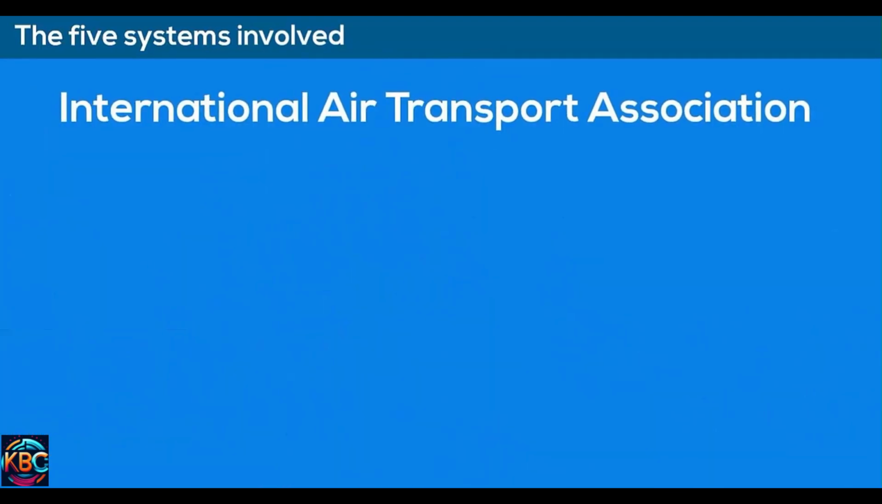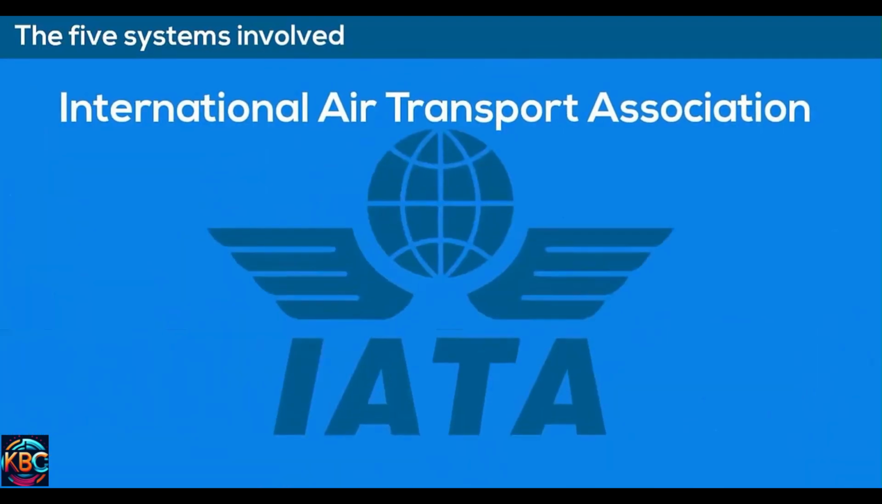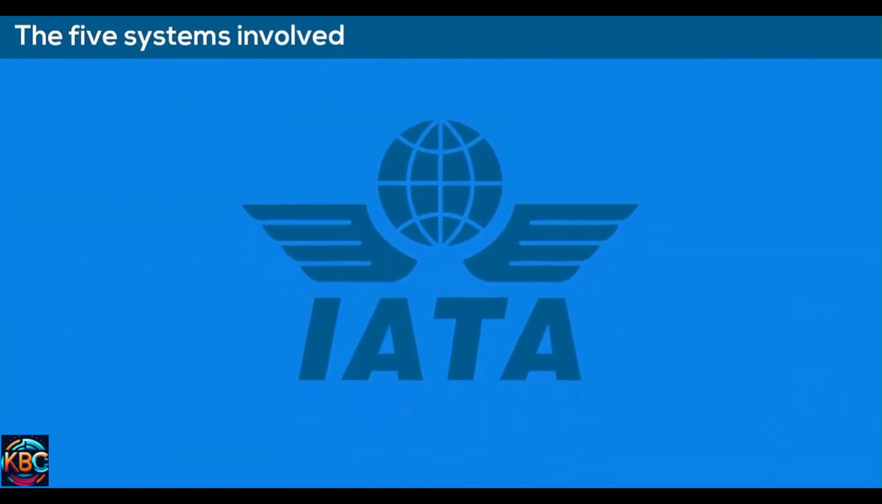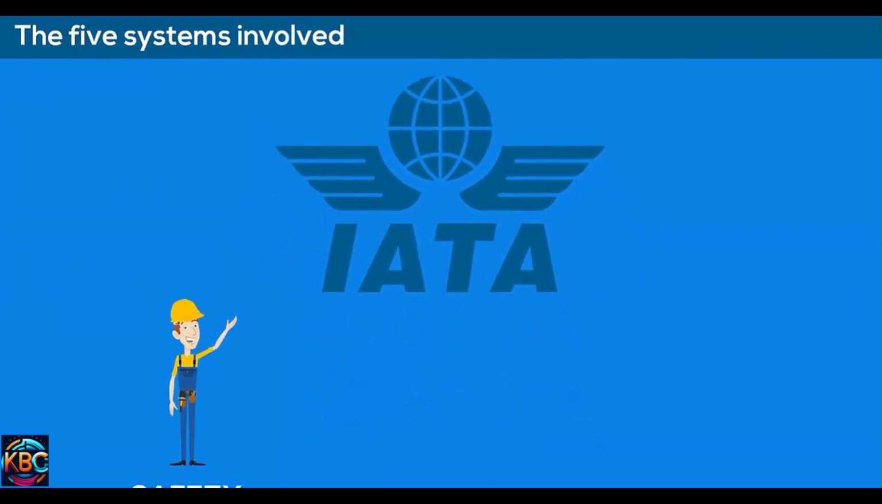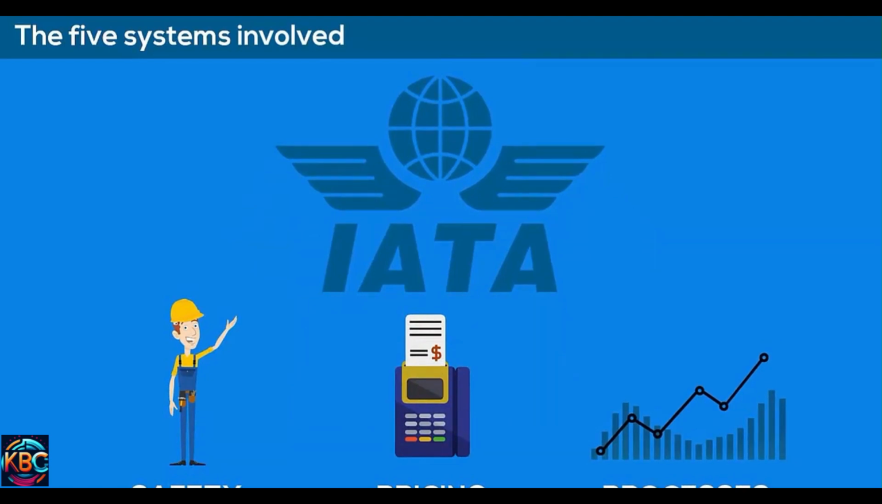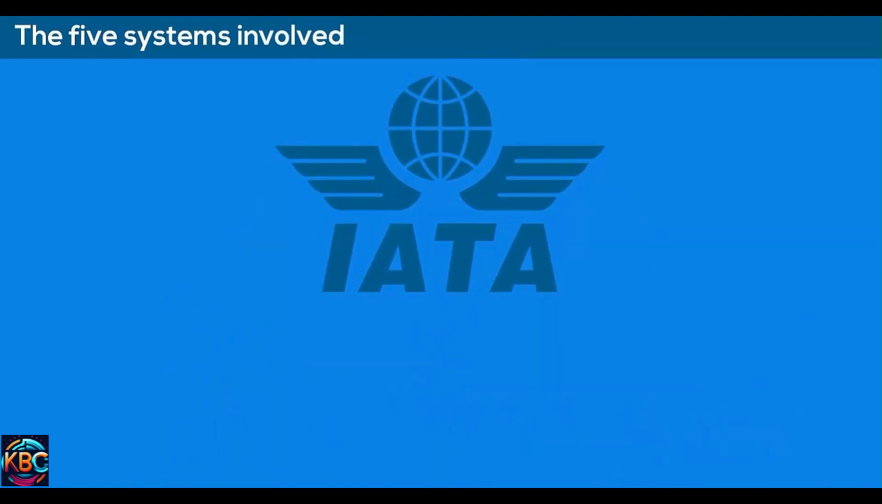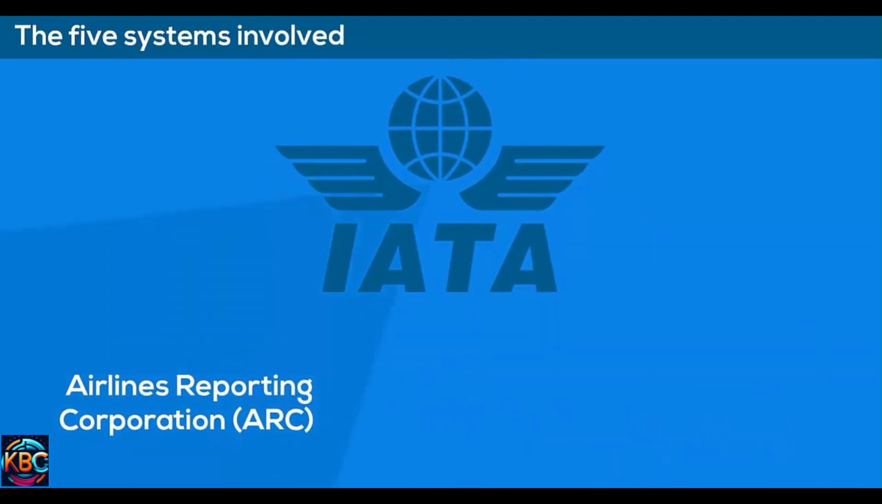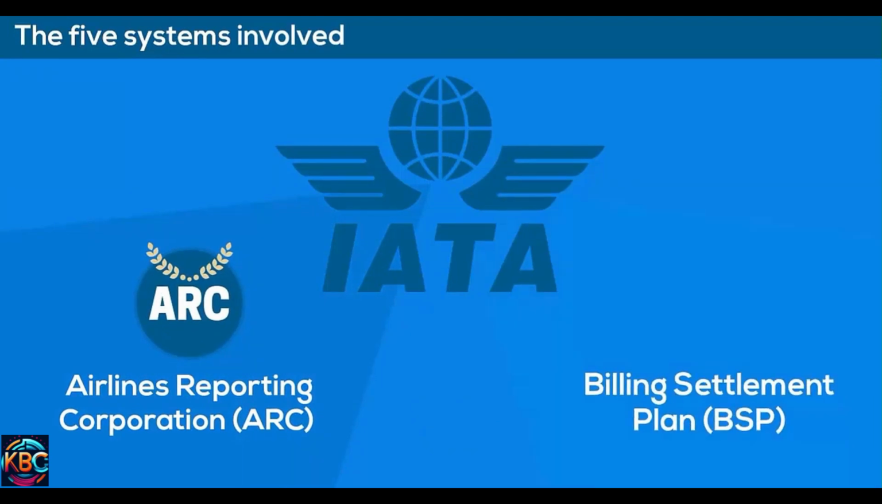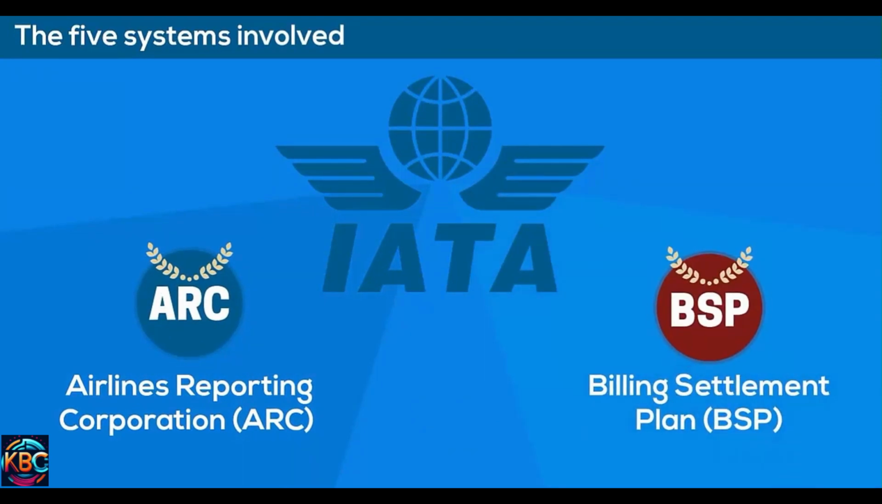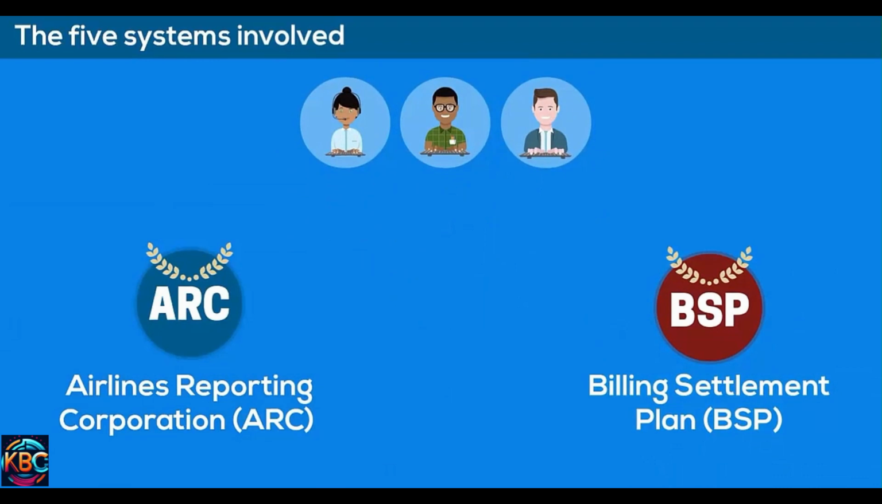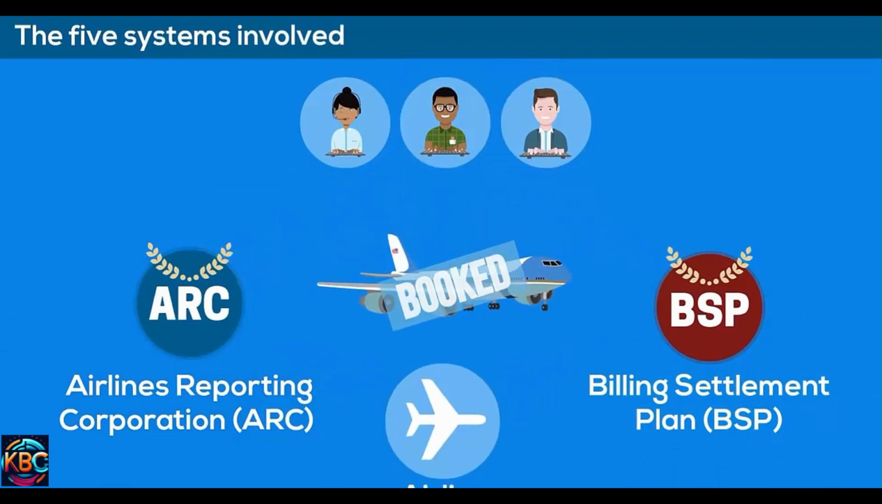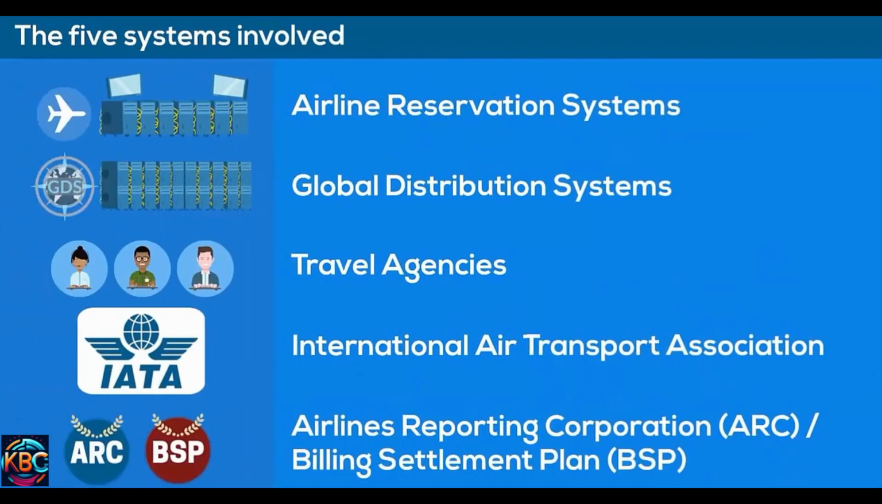The International Air Transport Association, IATA, regulates airlines in regards to things such as safety, pricing, and efficient processes that airlines use. IATA created the Airlines Reporting Corporation, ARC, and the Billing Settlement Plan, BSP, to help with this. Both process the money that travel agencies receive from the airline sales and then distribute that money properly to the airlines. These 5 systems work together to allow airlines to function the way that they do today.